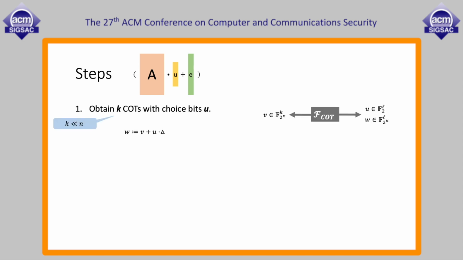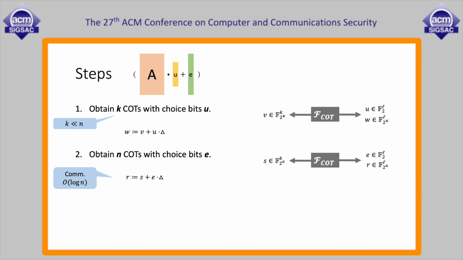First, we obtain k COTs with choice vector u. This is the seed we want to expand, and the k is much smaller than n. The sender has v and delta, the receiver receives the u and w. Then we obtain n COTs with choice vector e. E is supposed to be a sparse noise vector. There is a much more efficient way to generate it with only log n communication cost. Now the sender has the s and the receiver has vector e and r.